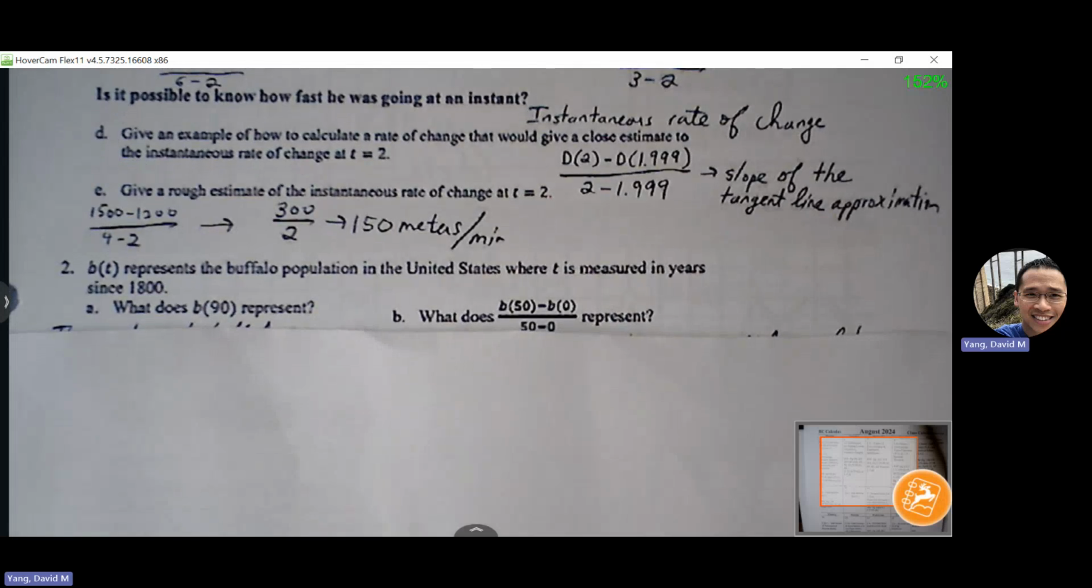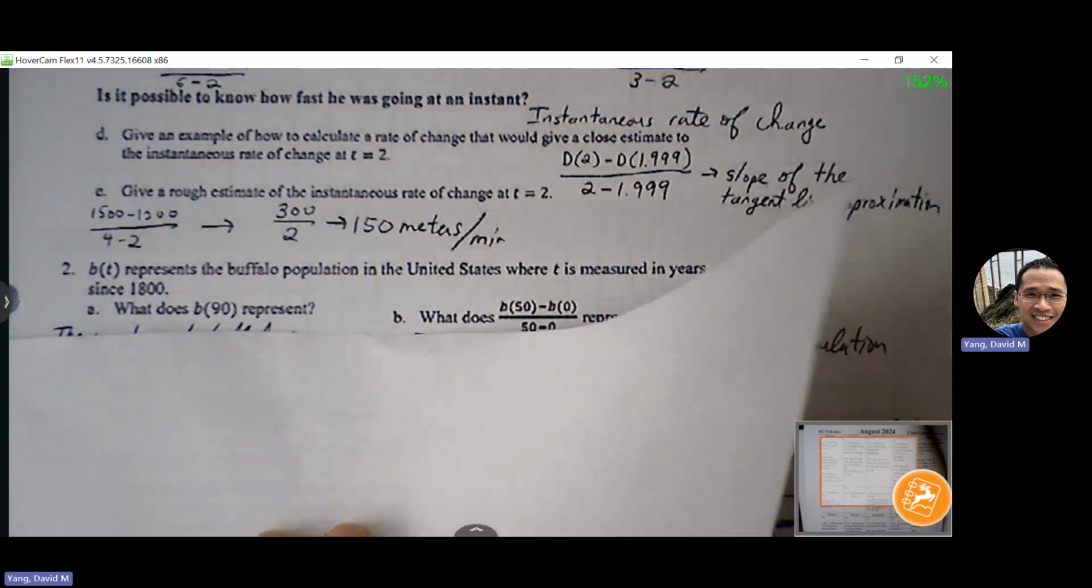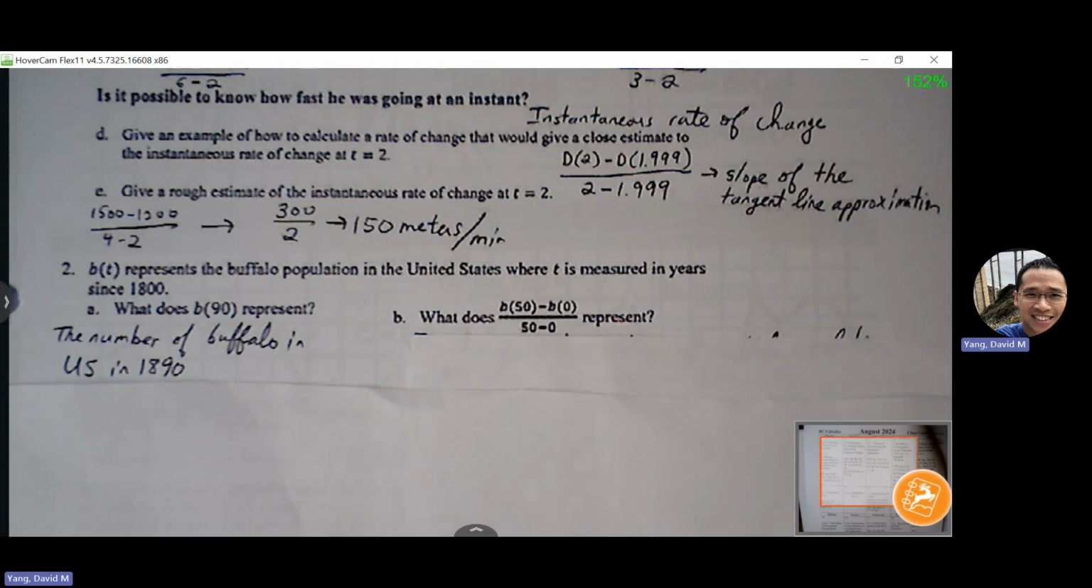Okay, we're not going to do every problem on this page. Just want to kind of highlight some function notation from number 2 here. It says B of t represents the buffalo population in the US, where t is measured in years since 1800. Part A, what does B of 90 represent? Yeah, good. So 90 years after 1800, the number of buffalo in the US in 1890, right, or buffalo population in that year.